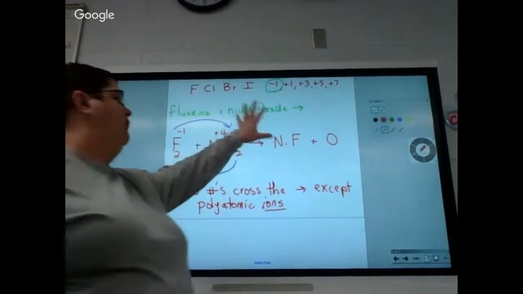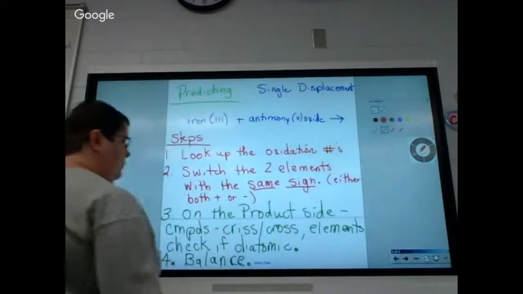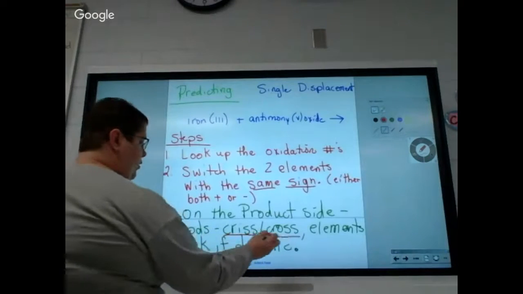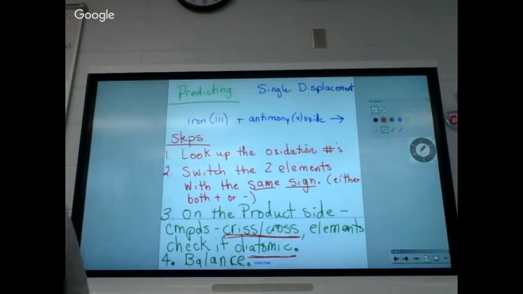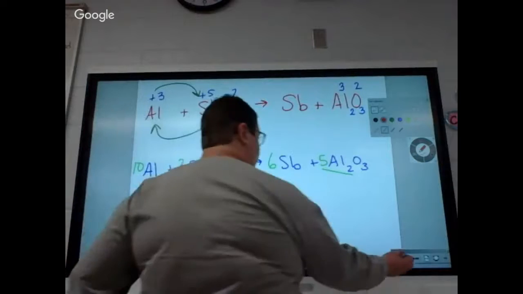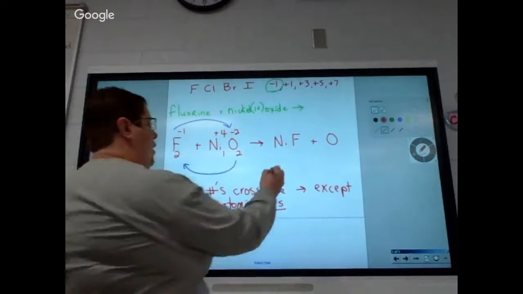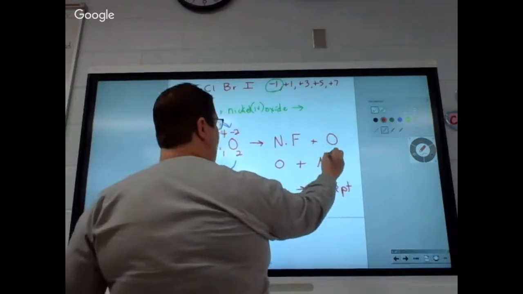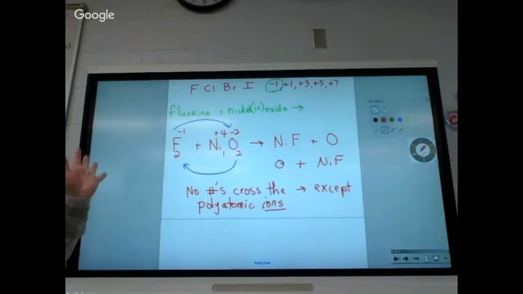Where do your numbers come from on this side? Where do they come from? We did what? We crisscrossed, or we checked to see if they're what? If you take numbers with you, they're in the way when you go to crisscross or check if they're diatomic. So they don't get to go across the arrow. Okay? One more. All right, so now, if you had, did anybody want to write theirs down as O plus NiF? Would that be okay? Yes, it's perfectly fine. Okay? Just depends on which way you saw it. If you did, it's fine.